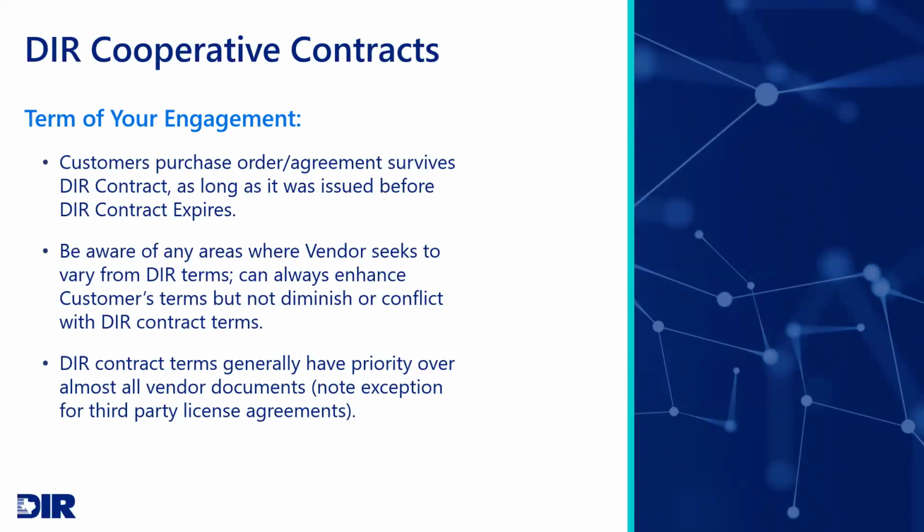Also, be aware of any areas where vendors might seek to vary from our terms and conditions. You are allowed to negotiate additional terms and conditions with our DIR vendors, provided they don't conflict with or diminish our terms and conditions. So if you've got HIPAA requirements or CJIS requirements, or maybe if you need additional acceptance criteria, it's okay for you to negotiate those things with our DIR vendors, provided they don't conflict with or diminish our contract terms and conditions.